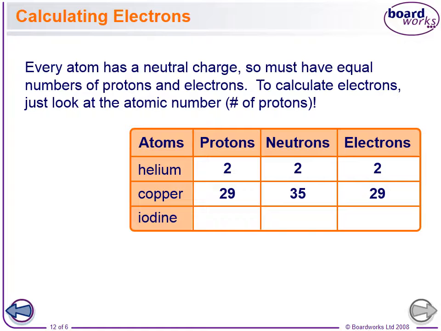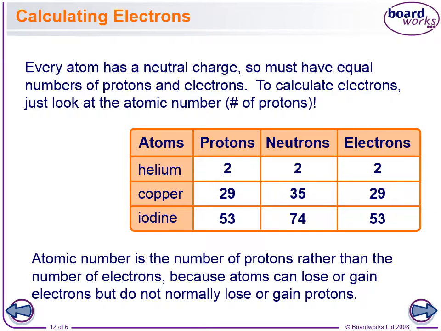So notice, 29 protons, 29 electrons. 53 protons, 53 electrons. Atoms can lose or gain electrons, but that is in another level chemistry class, and those are called ions. We are just going to be dealing with atoms that have a neutral charge or no charge for this chemistry class. If you want to do an extension on ions, you are more than welcome to submit a proposal, and I would be more than happy to do that.